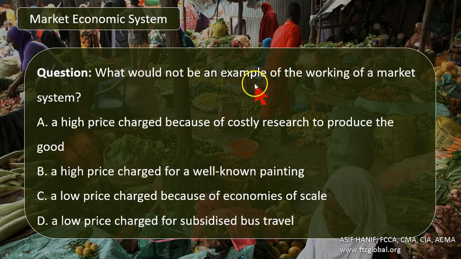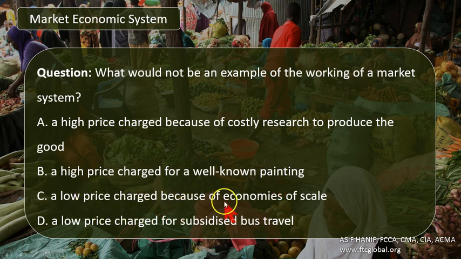What would not be an example of the working of a market economic system? Not be. Mind the word not. High price charge because of the costly research to produce the good. If the cost is high, you are totally justified to charge high price. That is the feature or an example of market economic system. A high price charge for a well-known painting. Market determines its price. So it is an example of market economic system.